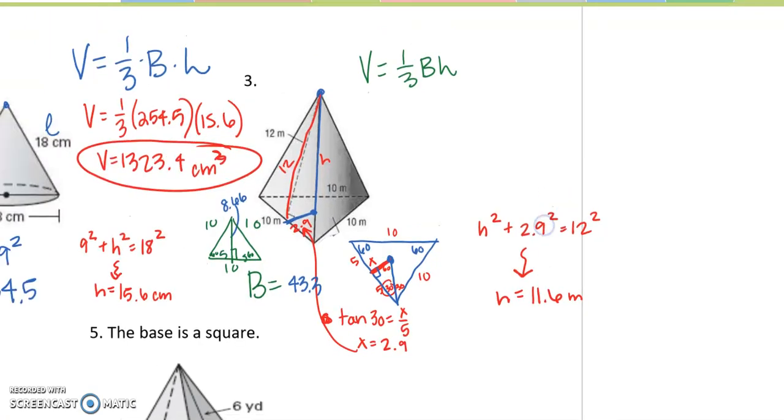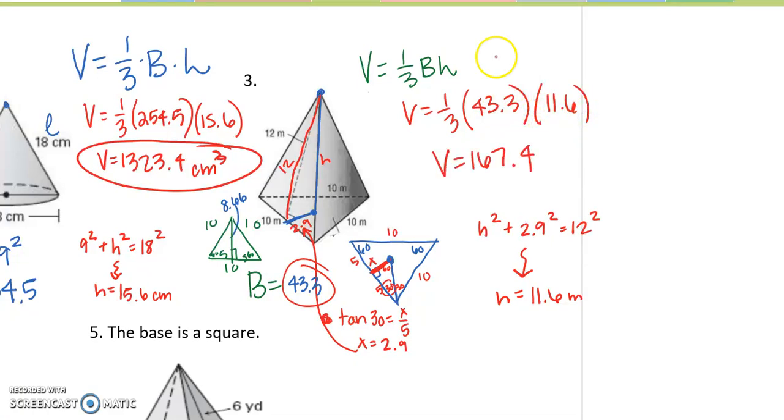Okay, so let's find our volume. Our volume is 1/3 times the area of my base. And again, I organize my work so you can find these things easily. That's really important. 43.3, and my height would be 11.6. So we multiply all that together. Volume of 167.4 meters cubed.